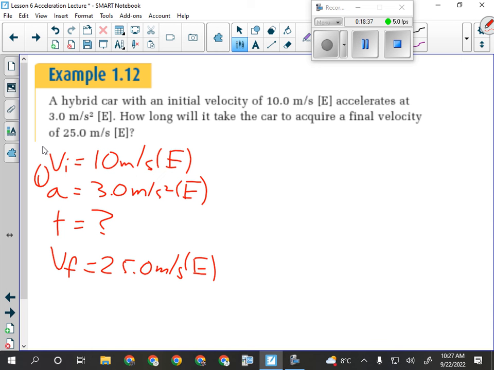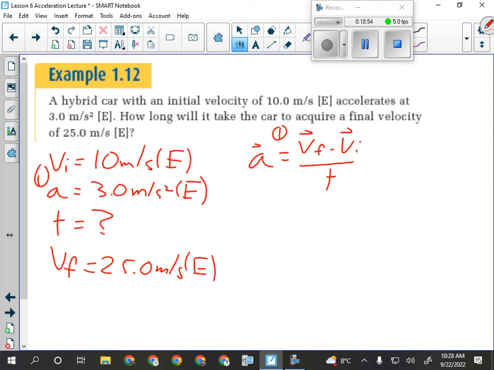A equals VF subtract VI over T. Right, the one from last year. A equals VF minus VI over T. Okay, I have all those parts except for T. That's what I'm going to solve for, so I just need to manipulate this.